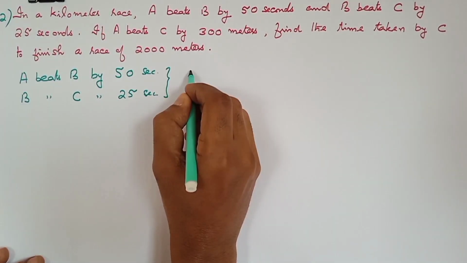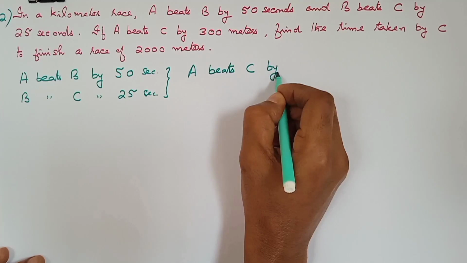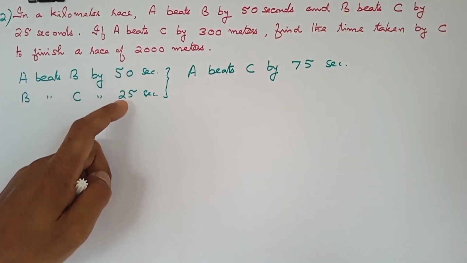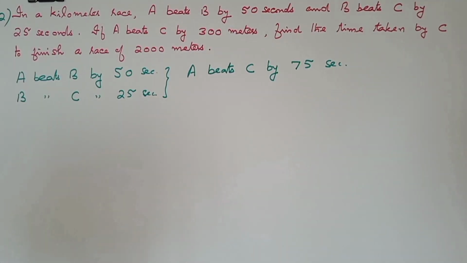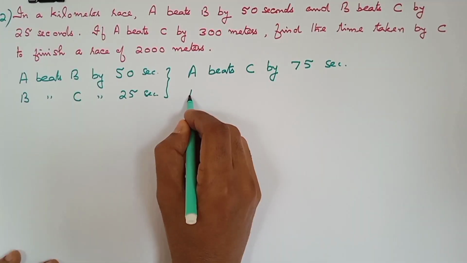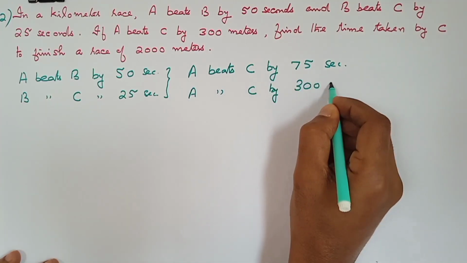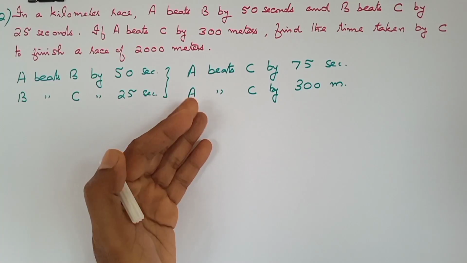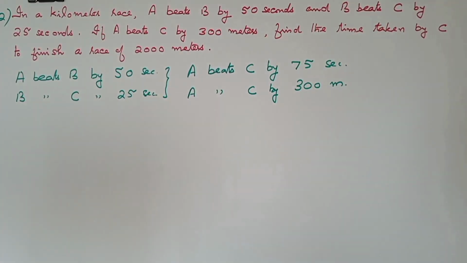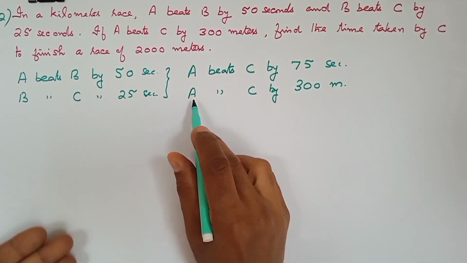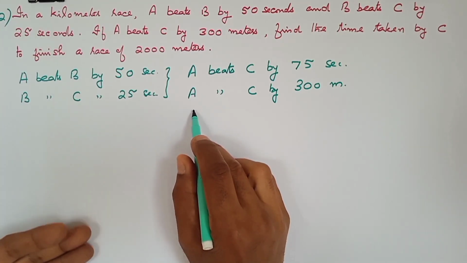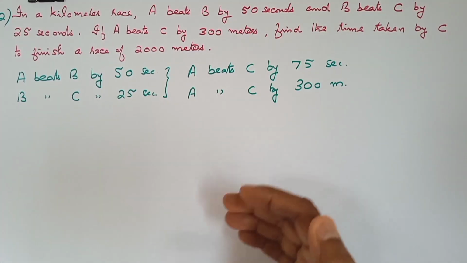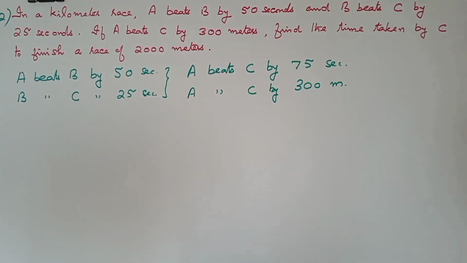Combining these two, we may conclude that A beats C by the sum of these two, which is 75 seconds. This is 50, this is 25. The sum will be this. Now, distance-wise also they say A beats C by 300 meters. So we know how A beats C time-wise, and again A beats C distance-wise. What does this indicate? During whatever time A finished the race of 1000 meters, C was able to cover only 700 meters. Rather, C has to cover additionally 300 meters.